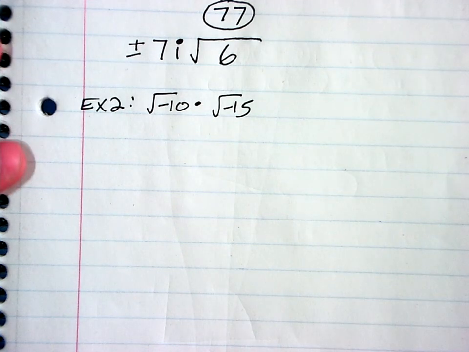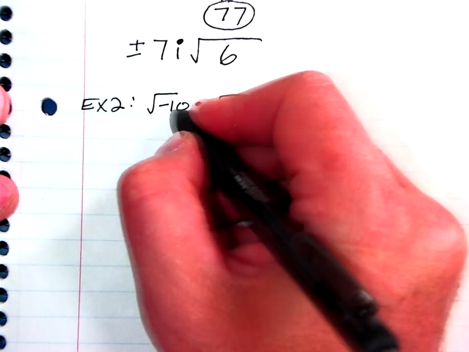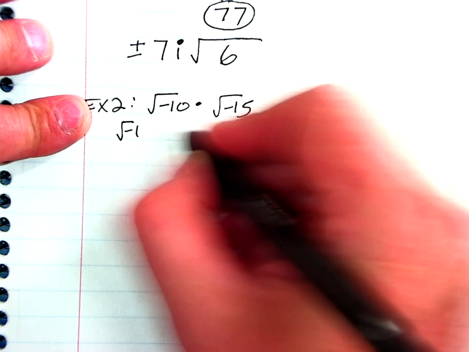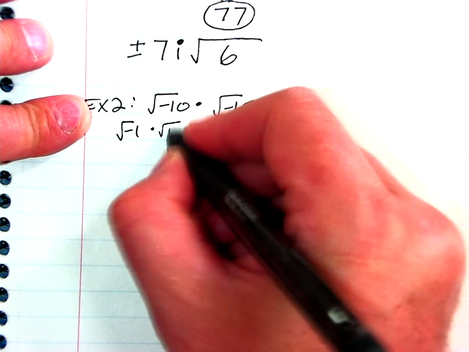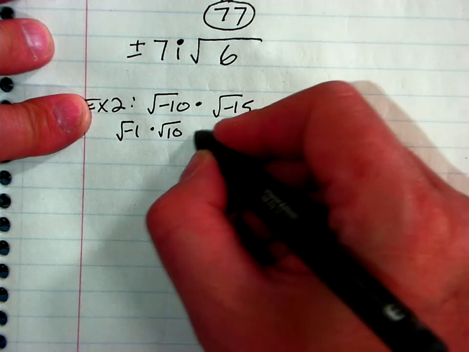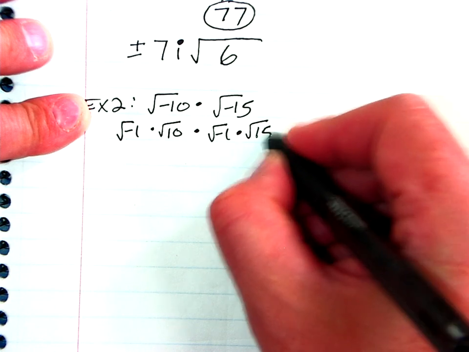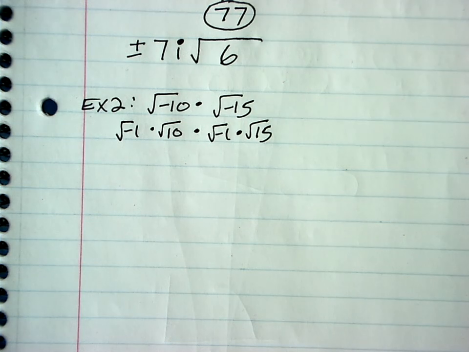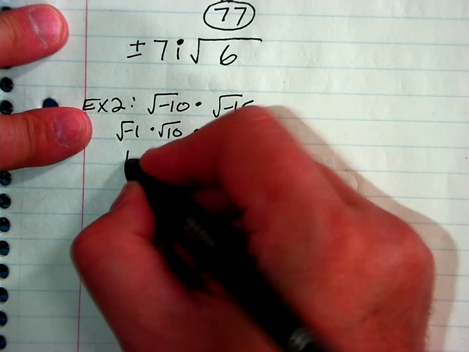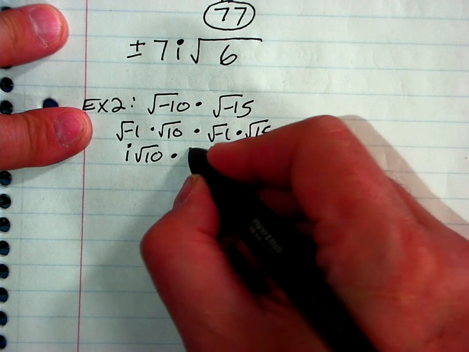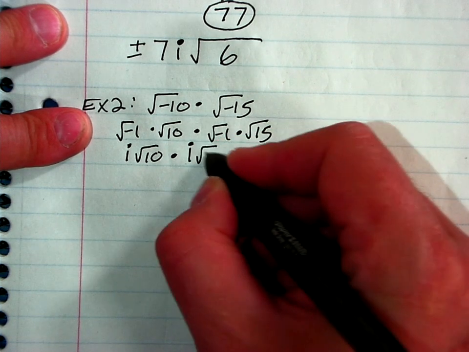First thing, I'm going to split these into 2 pieces, each one, because it's a negative. So what I'm going to do is split this into square root of negative 1 times square root of 10. And do the same exact thing with the other one. Square root of negative 1 times square root of 15. What's the square root of negative 1 the same as? So I have i square root 10 times i square root 15.